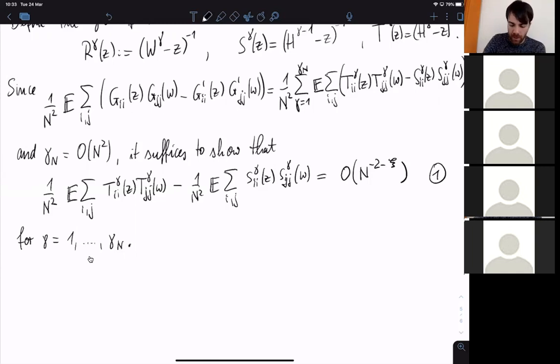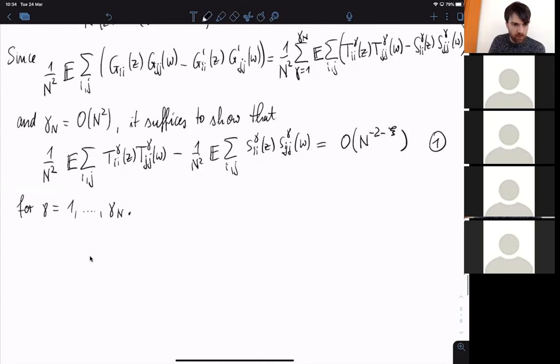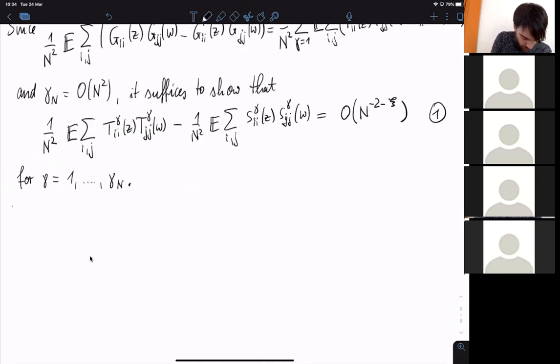Now we want to split it up into two parts. Here we would have to compare this sum over the T's with the sum over the S's, but instead what we will prove is that each of them is close, up to an error of this size, to something which is independent of the T and the S, so to say. So let me formulate it as follows. To prove 1, it is enough to verify the following thing.